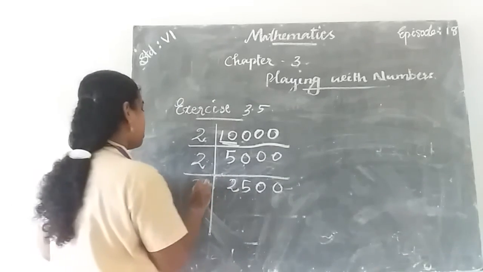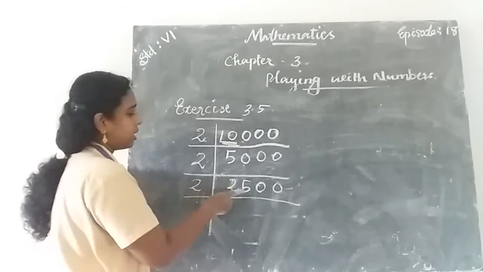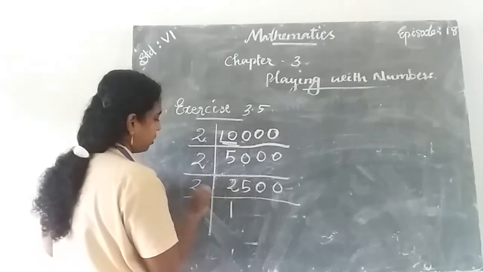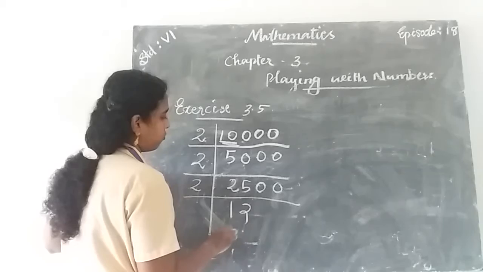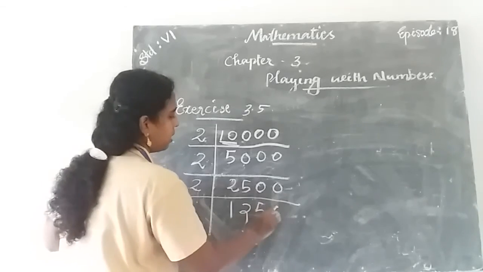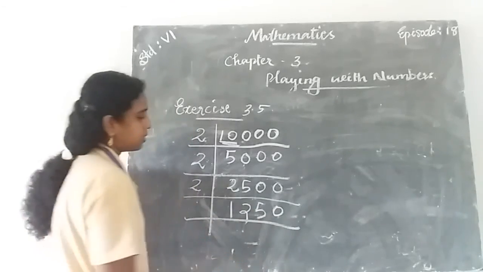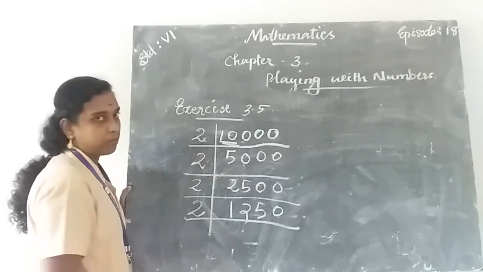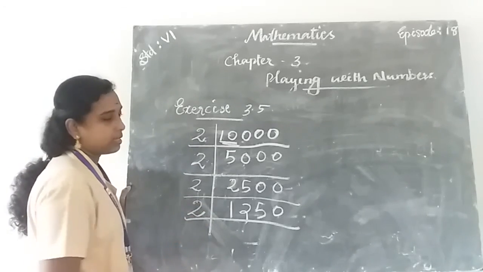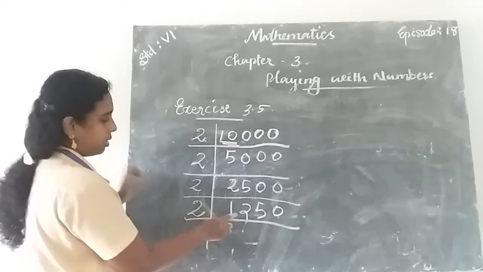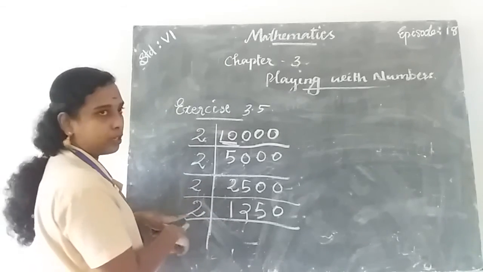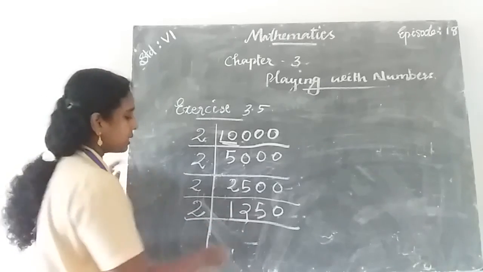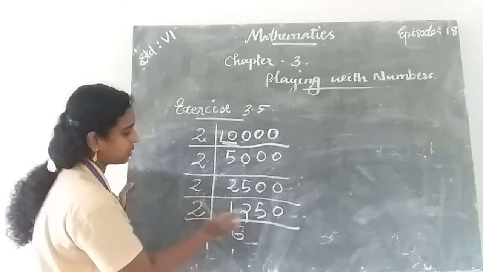Then it's also an even number, so we divide 2,500 by 2. 2 2s are 4, then 5 2s are 10, and we get 1,250. 0 is at the ones place, so it's also an even number, so we use prime number 2 for dividing the number. Then we get 1 is less than 2, so we take 12. 6 2s are 12.